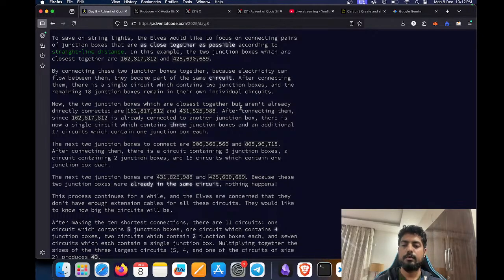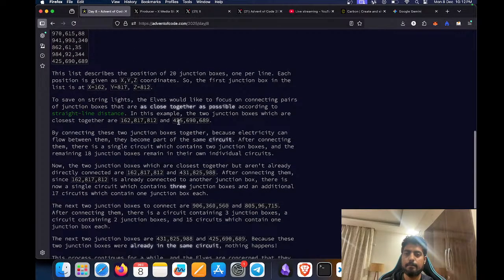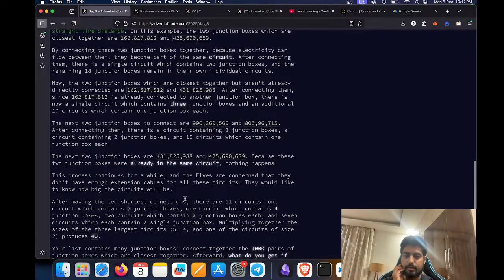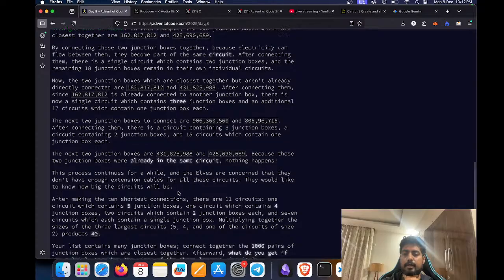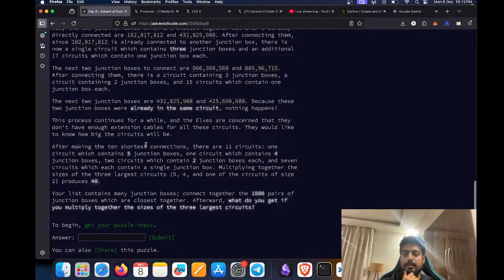The next two boxes are these two, because these two are already in the same circuit. Are they? Okay, 425 was connected initially, and 431 was connected later. This process continues for a while, and the elves are concerned that they don't have enough extension cables for all these circuits. They would like to know how big the circuit will be.